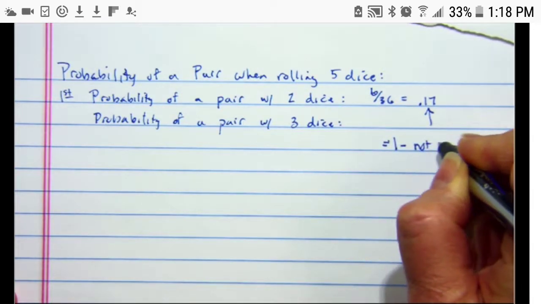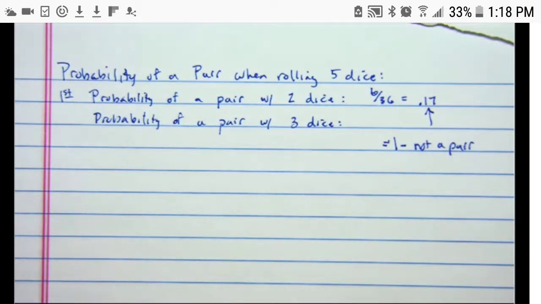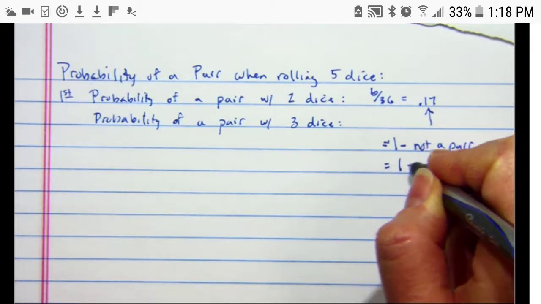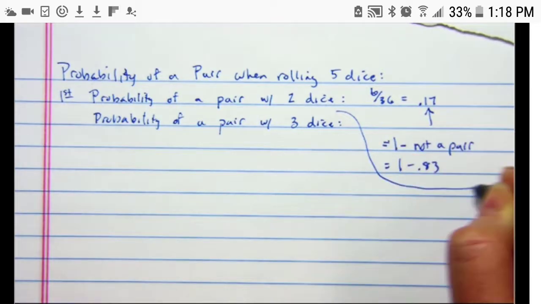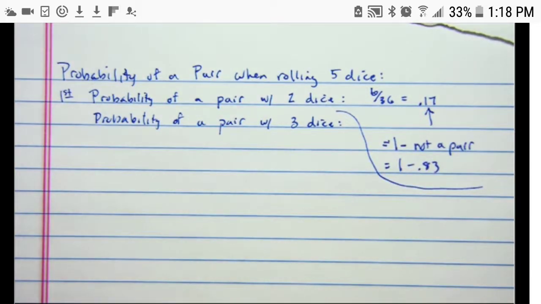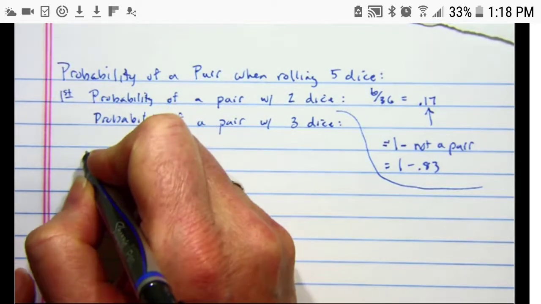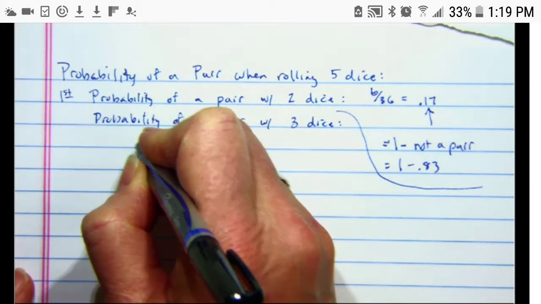Now we're going to take the approach of calculating when you don't get a pair. So it's easier to calculate not getting a pair when you have 3 dice. Our probability of 0.17 was 1 minus 0.83, the probability of not having a pair with 2 dice. And we're going to take that same approach with 3 dice. Instead of counting how many give us a pair, we're going to count how many options are not pairs. And then say 1 minus the probability that we don't get a pair.